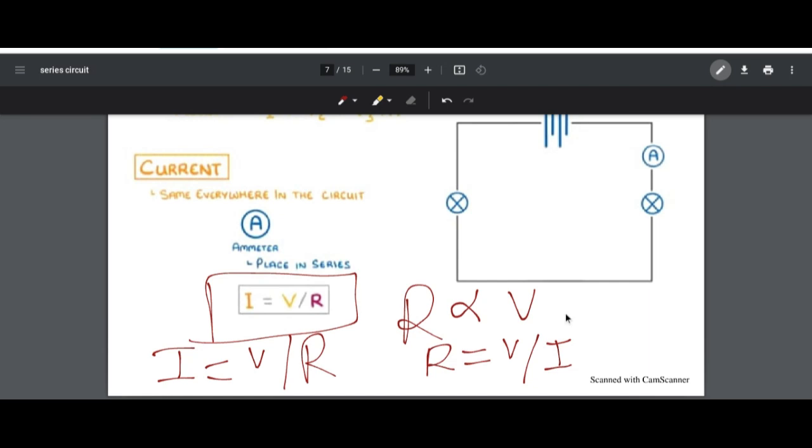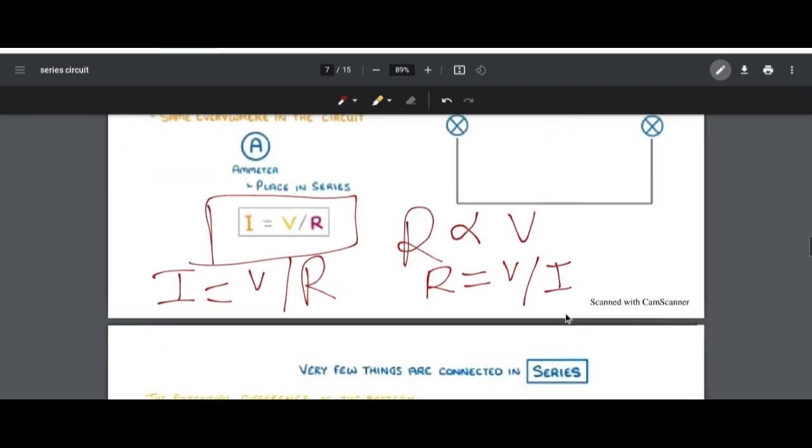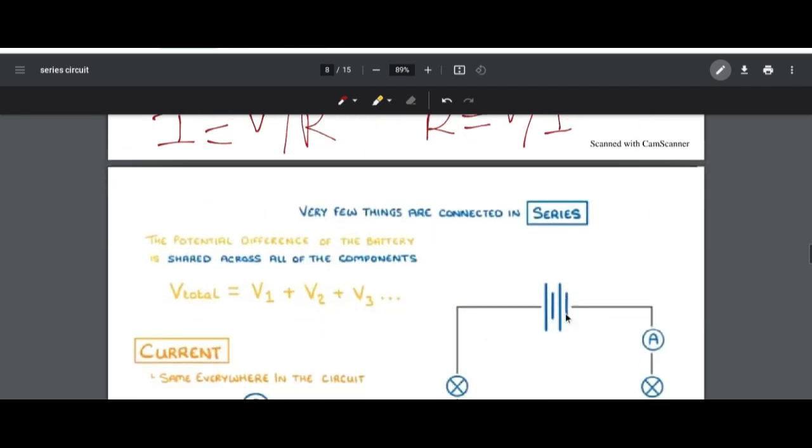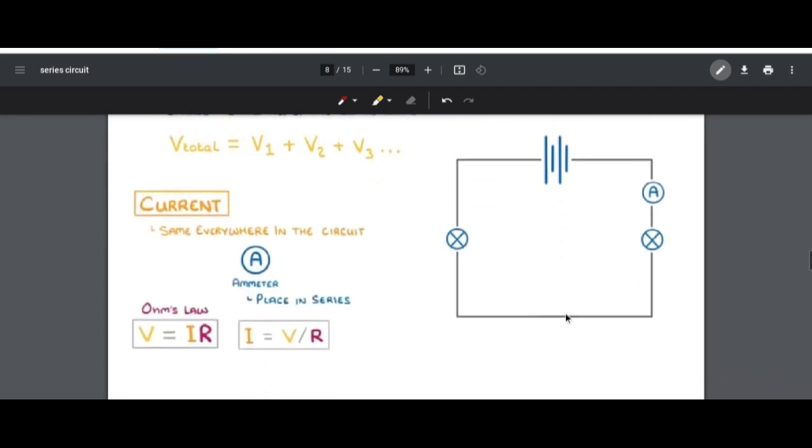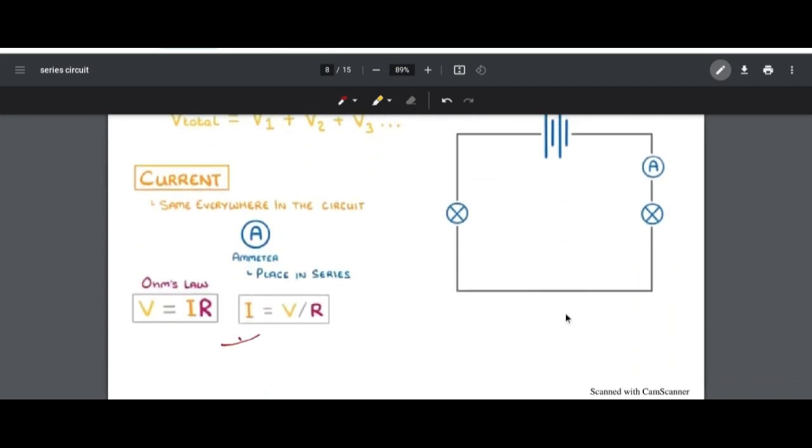If one value increases, then the other value will also increase, and inversely proportional: if one value increases, then the other will decrease. Very good. So we can say that the current I is equal to I1.